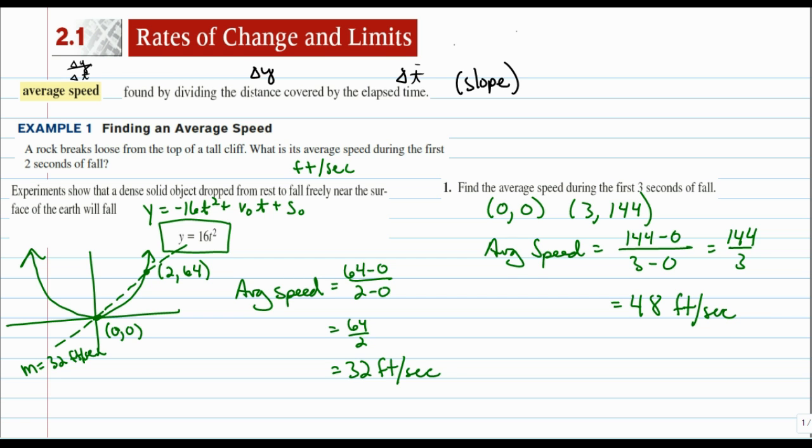So between seconds 2 and 3, this rock is traveling a lot faster than 48 feet per second, but over the first 3 seconds, it had an average speed of 48 feet per second.